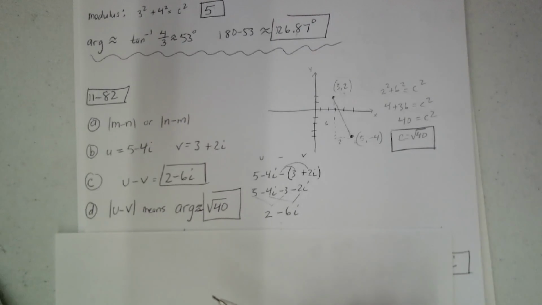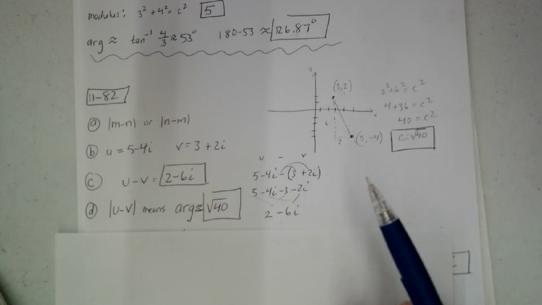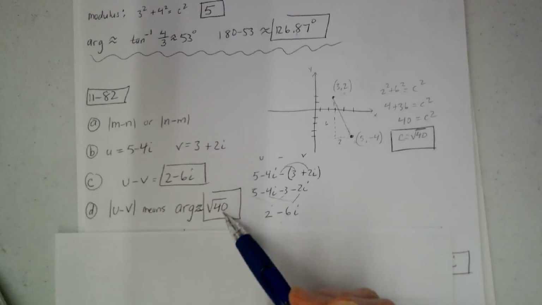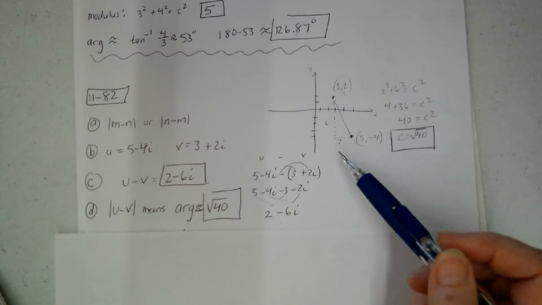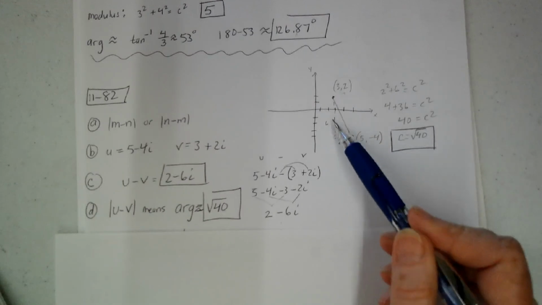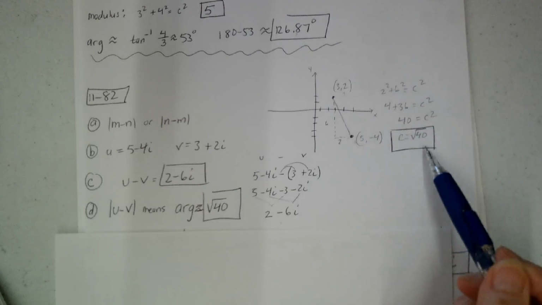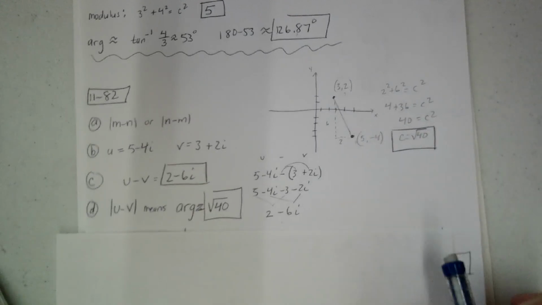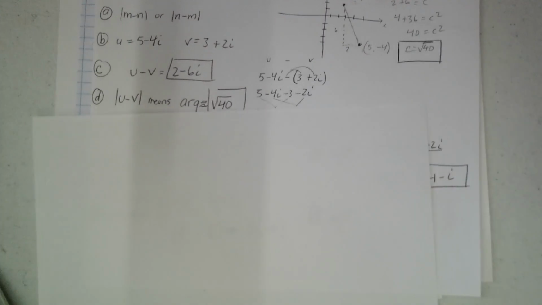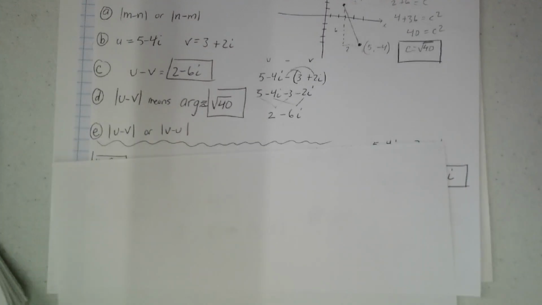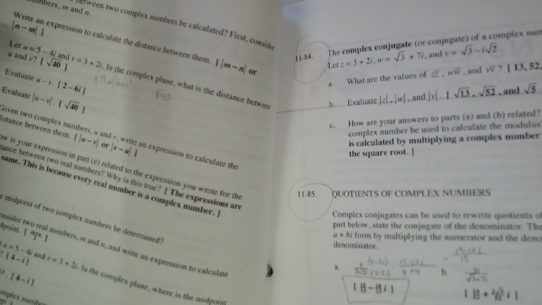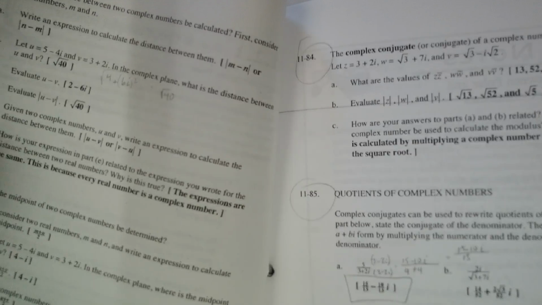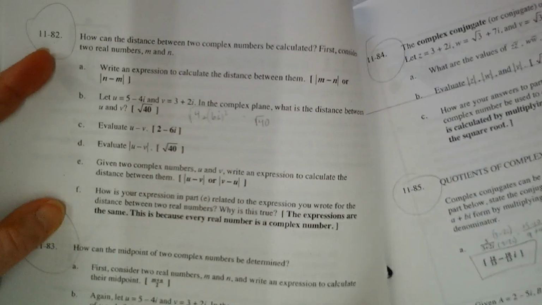And then letter D said, what's the modulus? So the modulus ended up being root 40, and I just made a little triangle, and I did the Pythagorean theorem on it and got it. And then letter E says, given two complex numbers u and v, write an expression to calculate the distance between them. Well, it's going to be the absolute value of u minus v, or the absolute value of v minus u. We just don't want a negative number there.